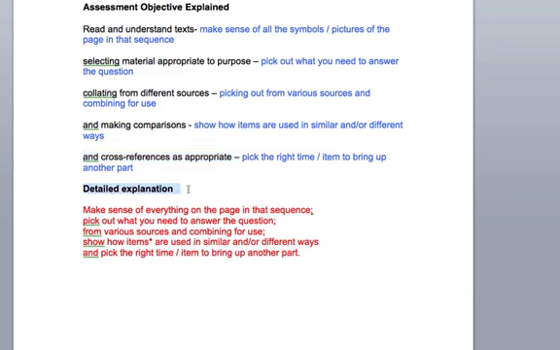So, a detailed explanation all in all of the skills that you need: you need to make sense of everything that's on the page in its sequence. You need to pick out what you need to answer the question from various sources, and you need to combine them for use. And you need to show how items are used in a similar or different way. I've highlighted items there because the items could be referring to pictures, or punctuation, or words, or literary techniques, whatever the question is asking you to do, depending on the focus. And pick the right time and item to bring it up. So if you remember this red section here, that's the general skill you need, okay?